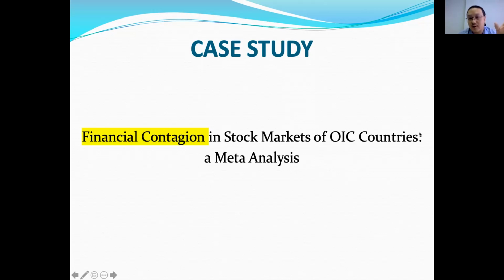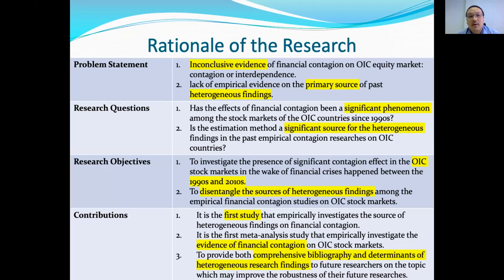So this is the background of financial contagion, and we look into the stock markets of OIC countries. The reason why I zoomed down to OIC countries is because if I look into all the countries, the studies will be in the thousands. So I have to zoom down. Then I give you the rationale of how I did this research. First, I have to identify a research topic. Whether it is meta-analysable, whether it is possible to do a meta-analysis on the topic, it has to meet two requirements. First, there is inconclusive evidence, and there is a pool of research available studying this topic.